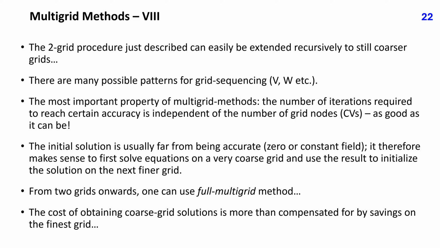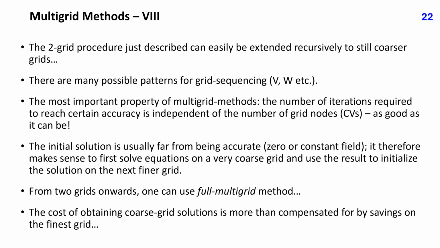In any case, the difference in performance of various cycles is by far much smaller than the difference between single grid application of the linear equation solver and the same solver being used within a multigrid algorithm. The most important property of multigrid methods is that the number of iterations required to reach certain accuracy is independent of the number of grid nodes or control volumes. This means that the computing effort increases linearly as the grid is refined, which is the optimal convergence property.